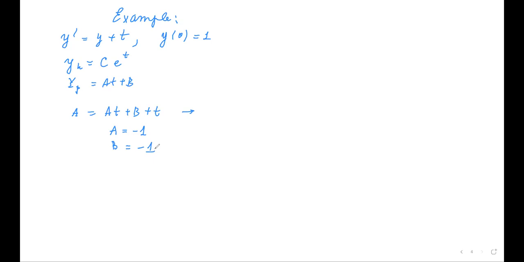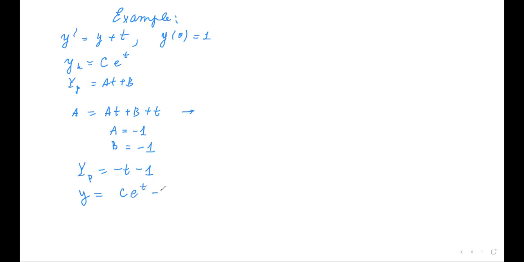No, they're both equal to minus 1. So I'm going to have a particular solution, minus t minus 1, right? Now, because it's an initial value problem, I'll need to calculate the constant. If I'm planning to graph anything, I cannot graph with an arbitrary constant in it. So my total solution is going to be what?